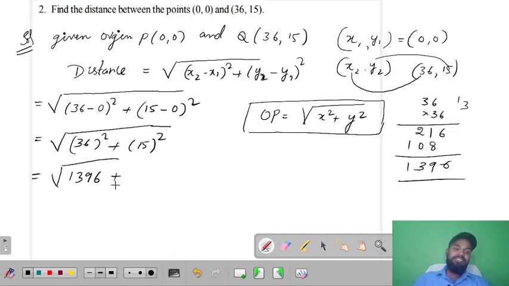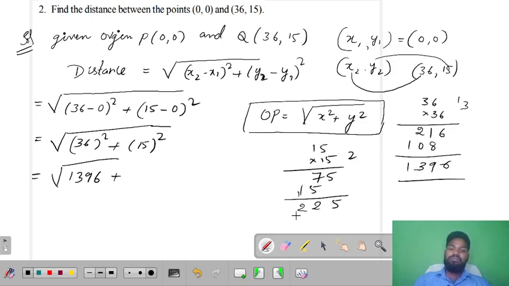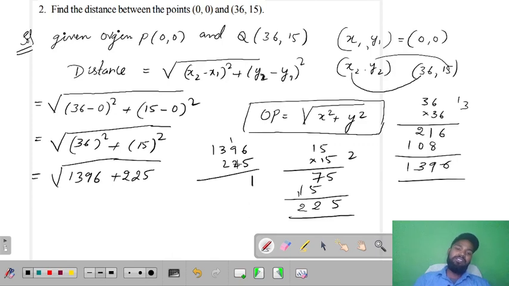1396 plus 15 whole square, it is I think 225. We will do it. 15 whole square: 5 5s are 25, 5 1s are 5, 5 plus 2 is 7. Next 15 as it is, so 5, 5 plus 7, 2, it is 1. So 225 is the answer, 15 square is 225. Now add both the things. So 1396 plus 225. 6 plus 5 is 11. Next 12. Next 6 1. So what is the solution here?